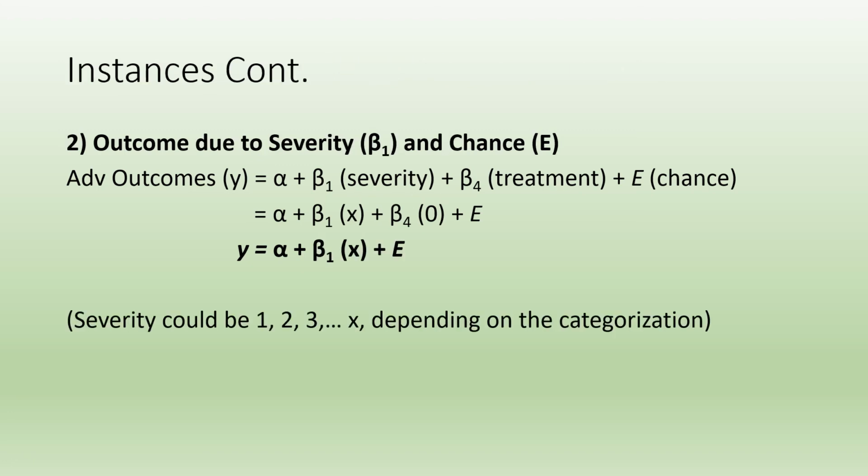In the other instance, adverse outcomes are due to both severity and random chance. Looking back at our equation for adverse outcomes, when we set the treatment to 0, again we are left with alpha plus beta sub 1 plus e. Because we do not know how severity was categorized in this question, we will just leave the value of severity as x. This leaves us with a final equation of y equals alpha plus beta sub 1 x plus e.